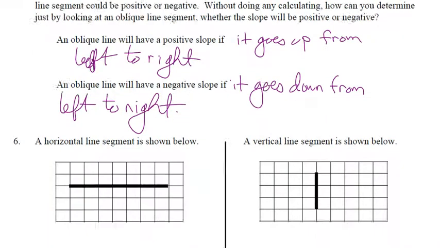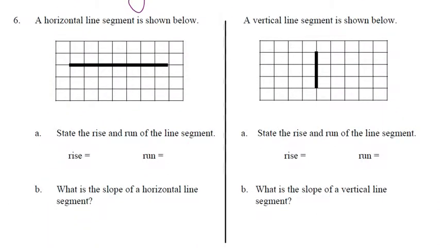A horizontal line segment is shown below. State the rise and the run of the horizontal line segment. What is the rise of this line segment? It could be 0. What is the run? 7. What is the slope of the segment? 0 divided by 7, which is 0.